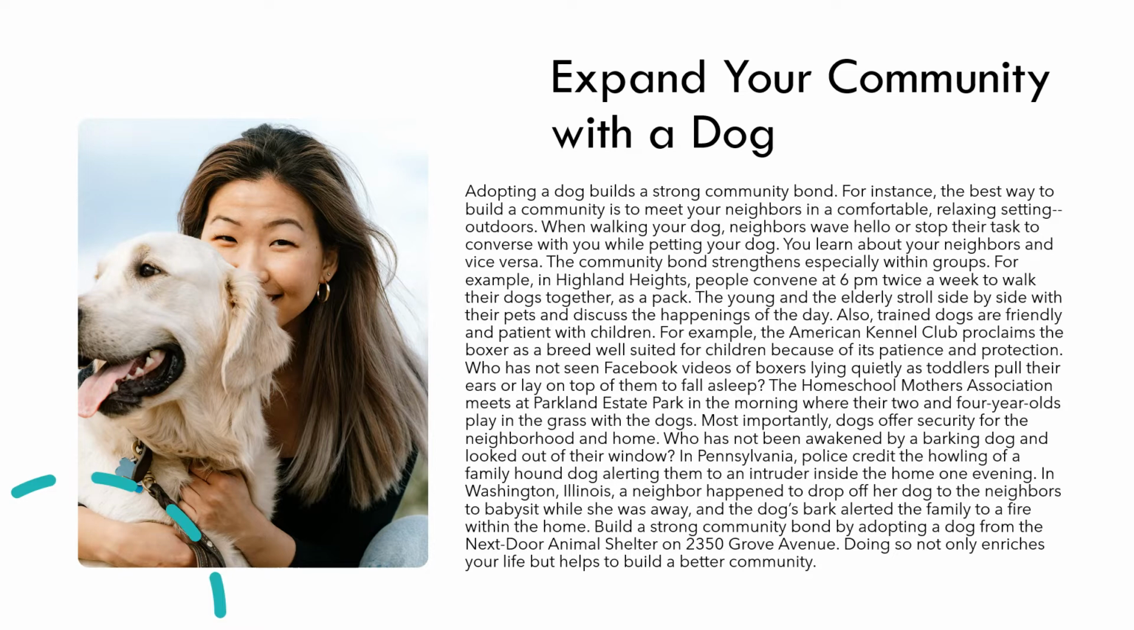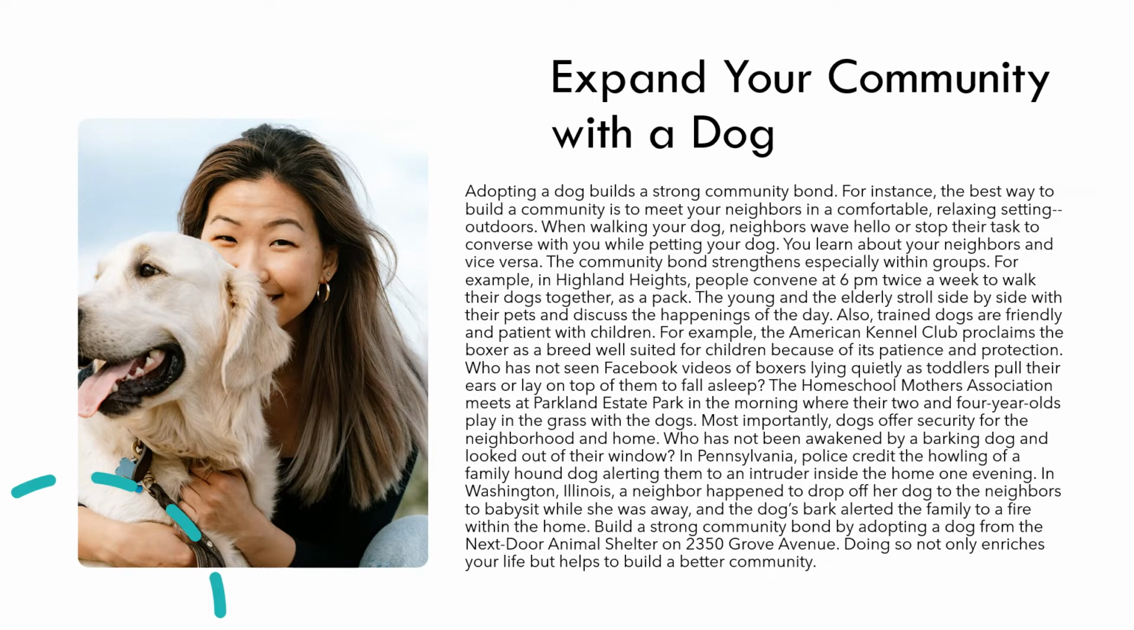Adopting a dog builds a strong community bond. For instance, the best way to build a community is to meet your neighbors in a comfortable, relaxing setting, outdoors. When walking your dog, neighbors wave hello or stop their tasks to converse with you while petting your dog. You learn about your neighbors and vice versa. The community bond strengthens, especially within groups. For example, in Highland Heights, people convene at 6 p.m. twice a week to walk their dogs together as a pack. The young and the elderly stroll side by side with their pets and discuss the happenings of the day.